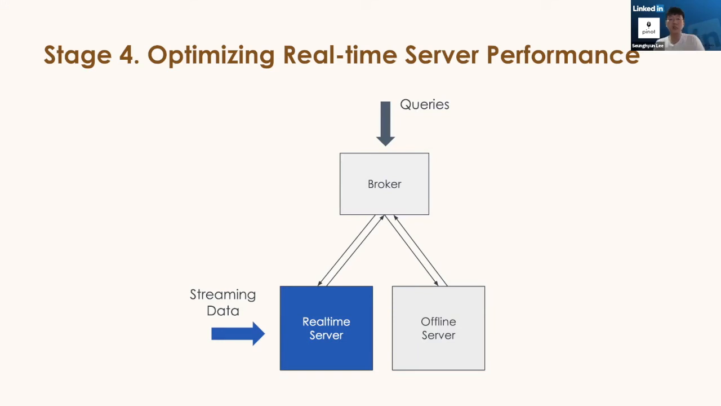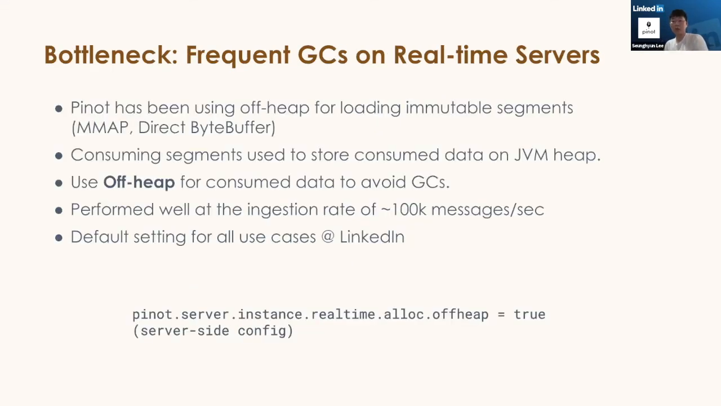Pinot has been using an off-heap technique for loading immutable segments to avoid the data getting managed by the garbage collector. We support both mmap and direct byte buffer for this. However, for consuming segments on a real-time server, we used to store consumed data on the JVM heap. This adds pressure on the JVM, and it triggers very frequent garbage collections. So in order to reduce the GC on the real-time server, we implemented the off-heap consumption feature, which stores consumed data in memory space that is not managed by the garbage collector.